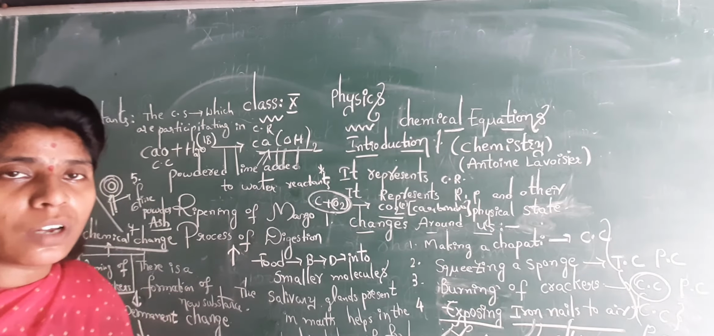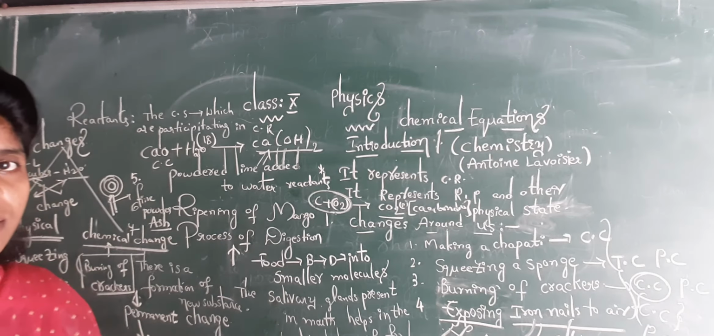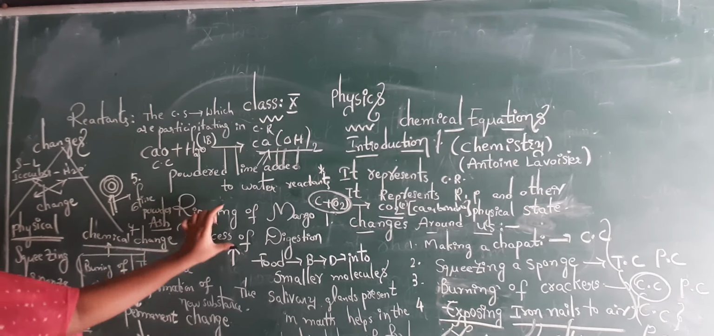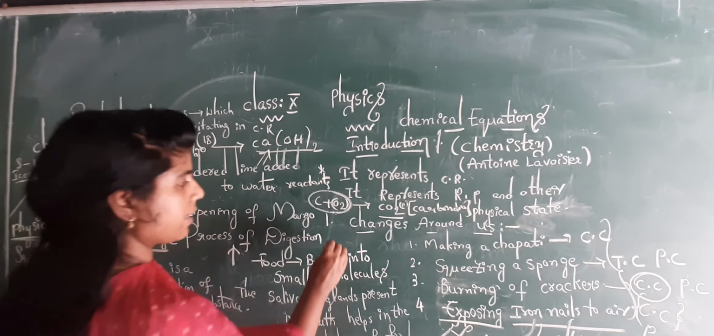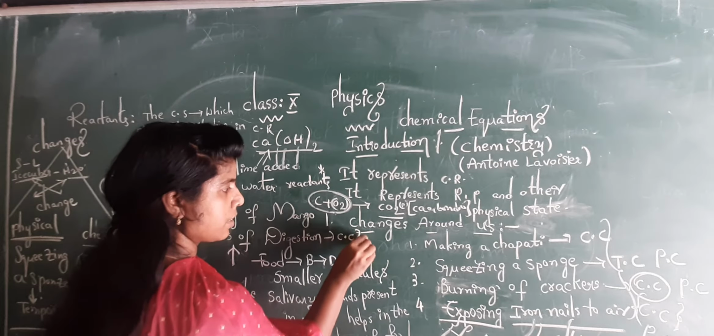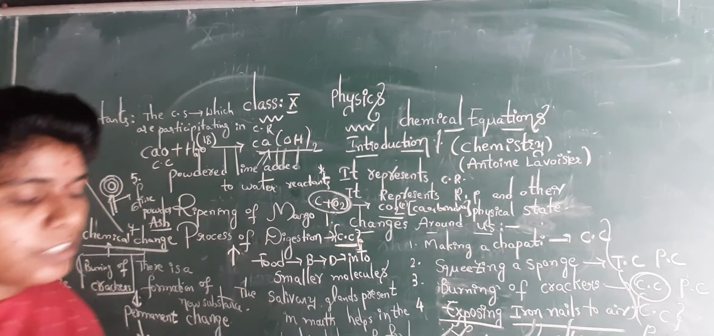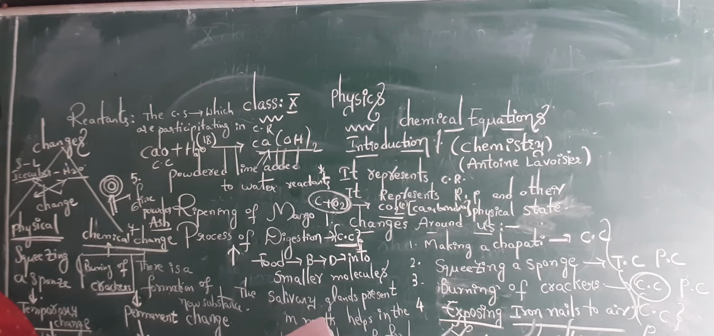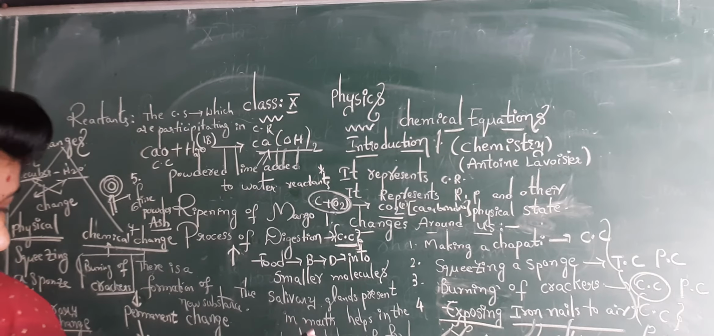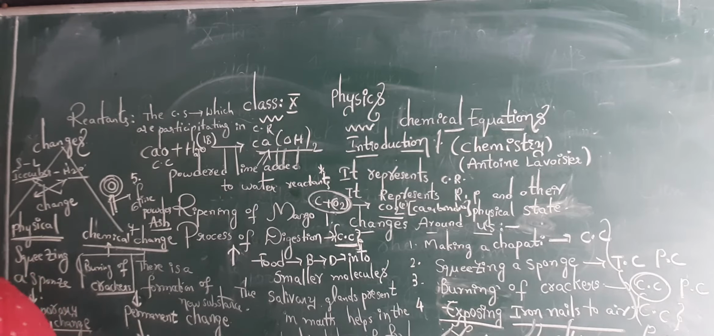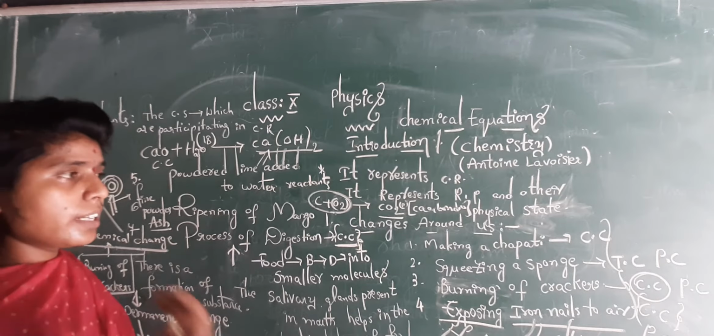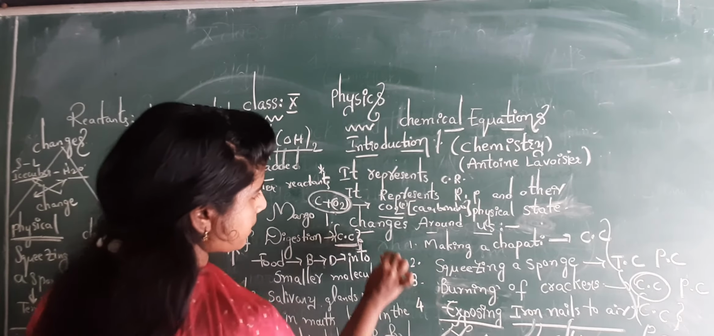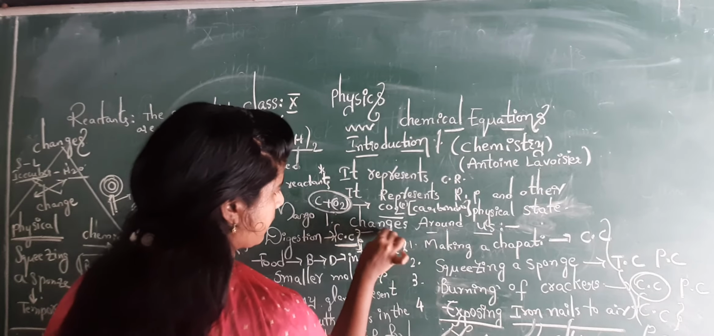There is a formation of new substance. That's the reason the process of digestion comes under chemical change. Next one is ripening of the mango. This is an irreversible process. It means this comes under physical state and chemical state.